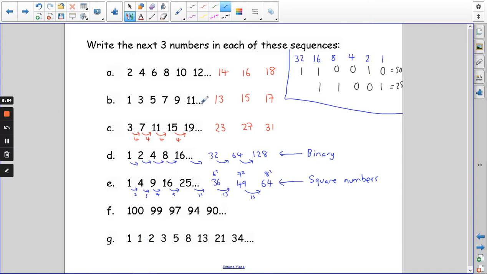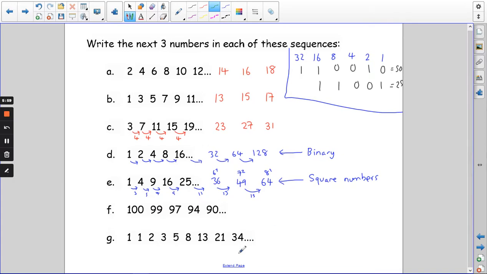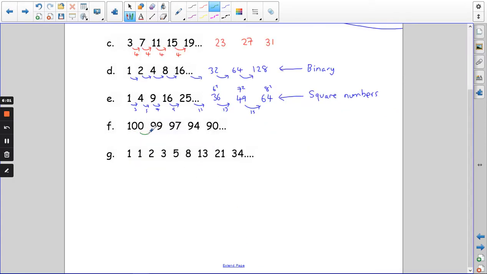Okay. Right, F, the numbers are getting smaller. I'll change to a green pen for F. So the numbers are getting smaller for F. It goes down by 1. So take away 1, take away 2, take away 3, take away 4. Next would be take away 5. Next would be take away 6, 79. And next would be take away 7, 72. Okay, there's not a specific name for that. It's just a little pattern I made up where you take away 1 more than last time.